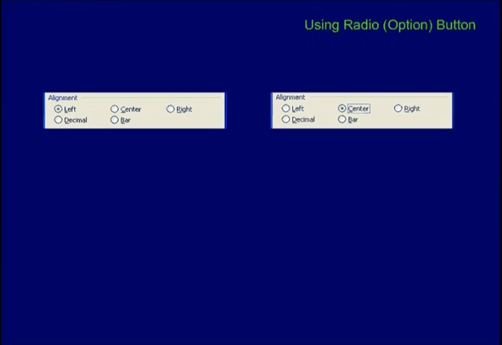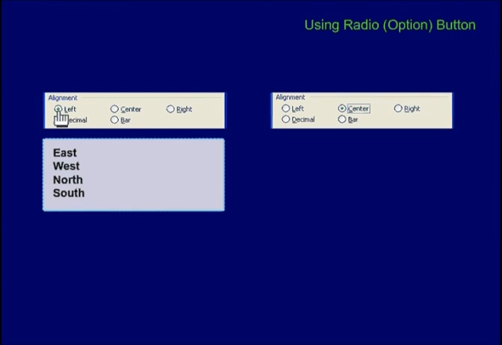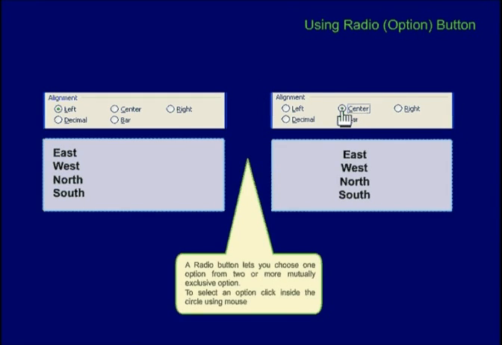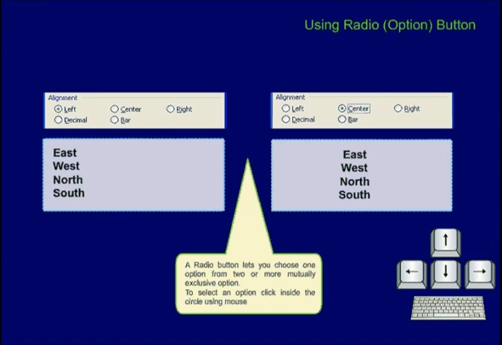Radio buttons or option buttons let you choose one option from 2 or more mutually exclusive options. In our sample, when you select Center, the rest are automatically deselected. To select an option using the mouse, click inside the circle. To select an option using the keyboard, use the right or down arrow key to select the next option, and the left or up arrow key to select the previous option.